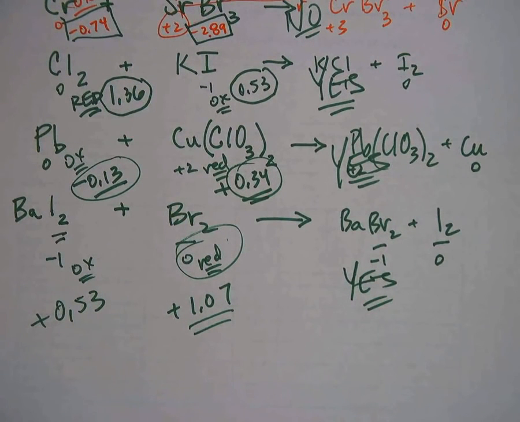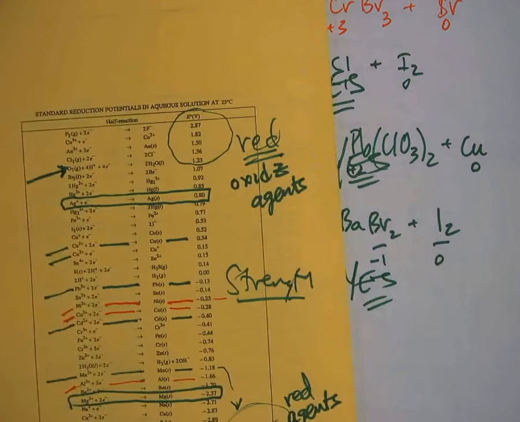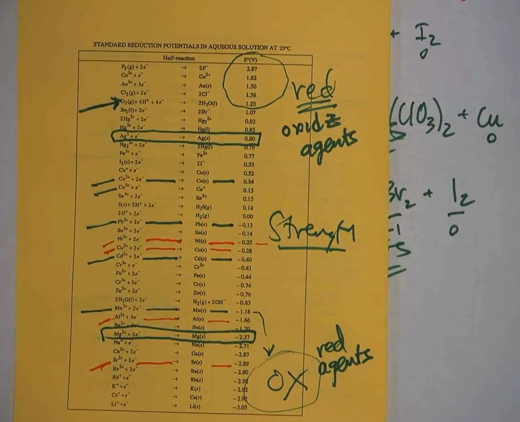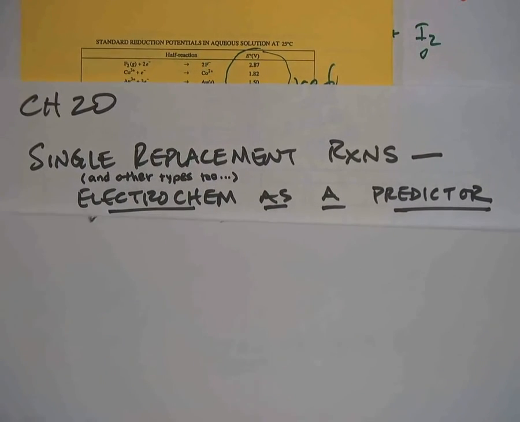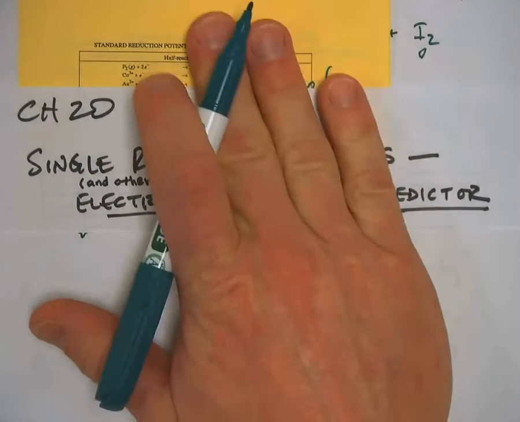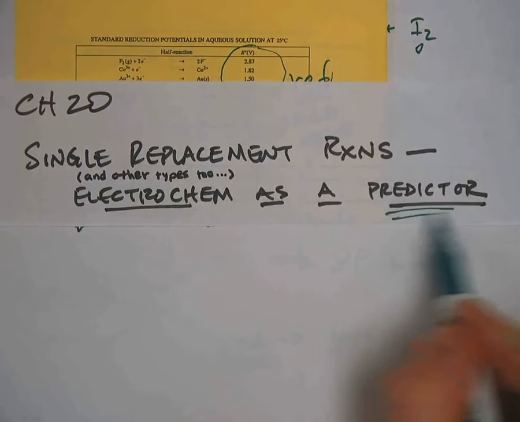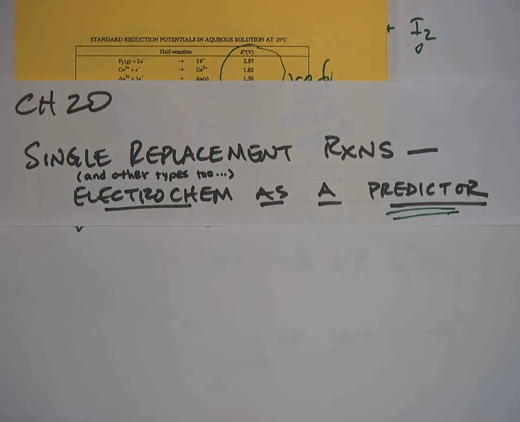So hopefully from this, you learned how you can use the standard reduction potential page, and you got a little bit more used to using it, and use it to help you make predictions. In this case, we used it to help make predictions mostly about single replacement reactions, but we used these standard reduction potentials as predictors of whether or not a reaction will occur. Good luck with your single replacement reactions electrochem as a predictor problems.